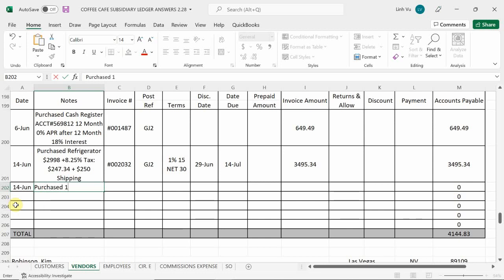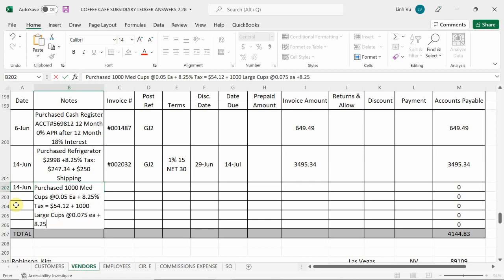Purchased 1,000 medium cups at 5 cents each, plus 8.25% tax to equal $54.12, plus 1,000 large cups at 0.075 cents each, plus 8.25% tax, gave me a grand total of $81.19, and we paid with our Visa credit card.